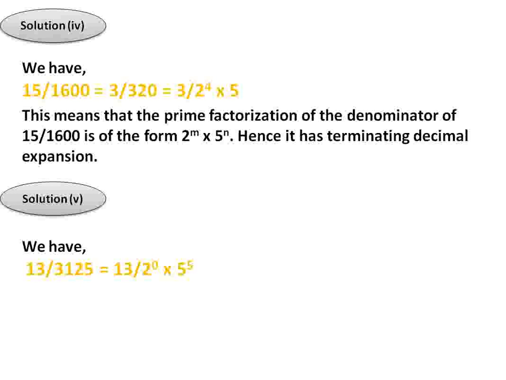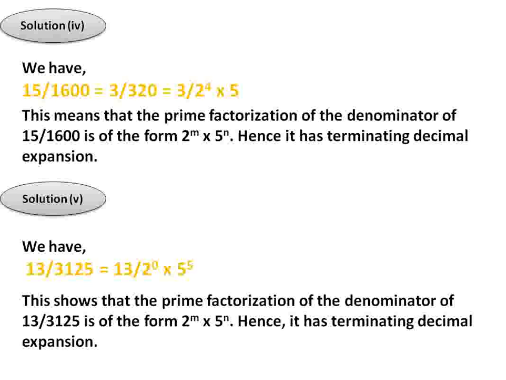Solution 5. We have 13 divided by 3125. 3125 can be written as 2 to the power of 0 into 5 to the power of 5. This means that the prime factorization of the denominator is of the form 2 to the power of m into 5 to the power of n, where m and n are of course non-negative integers. Hence, it has a terminating decimal expansion.